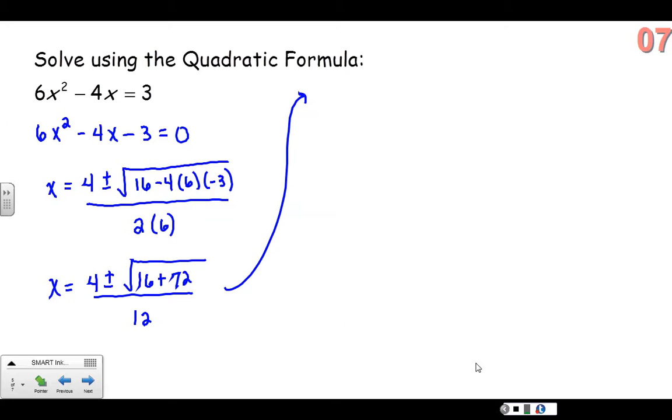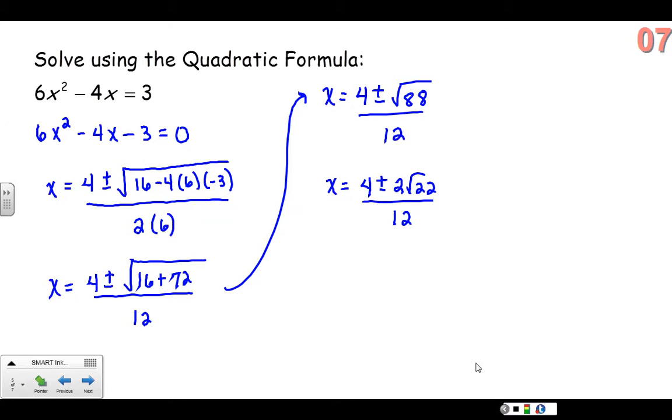So let's follow up here and finish our steps. x equals 4 plus or minus the square root of 88 over 12. Now the square root of 88 can be simplified. 4 times 22, so we'll have 2 square roots of 22 over 12. Now this problem can be reduced down to lower terms because the 4, 2, and 12 have a common factor of 2. So I'm going to take a 2 out of all those to reduce this. So that gives me 2 plus or minus the square root of 22 all over 6.